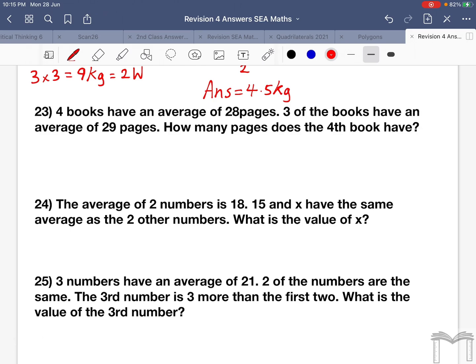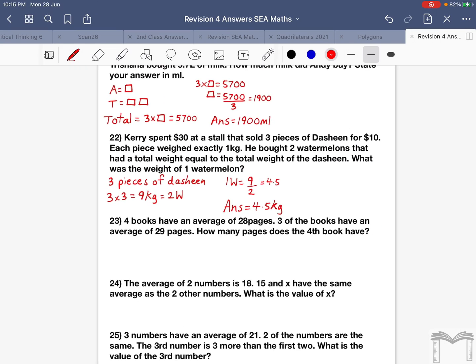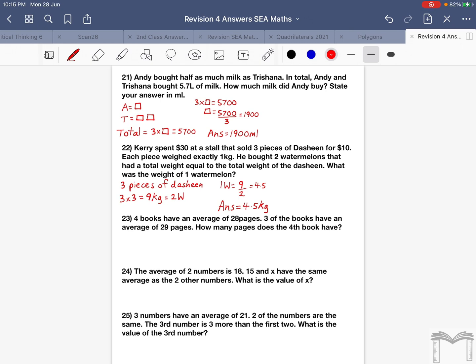Number 23. 4 books have an average of 28 pages. 3 of the books have an average of 29 pages. How many pages does the 4th book have? So the approach for this question is to find the total pages for the 4 books and find the total pages of the 3 books and subtract the total of the 3 from the total of the 4 to find the amount of pages in the 4th book.